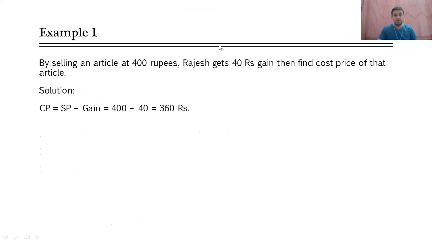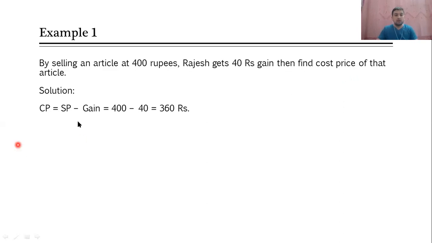So let us see a simple example. By selling an article at 400 rupees, Rajesh gets 40 rupees gain. Then find the cost price of that article. So Rajesh is selling an article at rupees 400. While doing that, he gained rupees 40. So you have to find out the cost price. Cost price means the price at which that article was purchased by Rajesh.